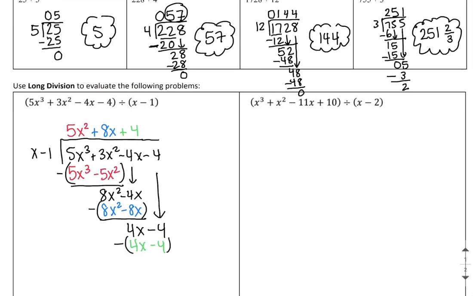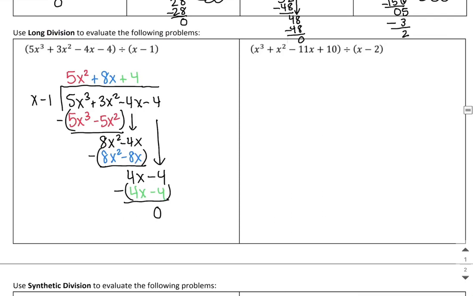If I have a remainder of 0, that means x minus 1 fits in perfectly. It is a factor of this thing inside. And my answer is just that expression on top. So 5x squared plus 8x plus 4 is my answer.